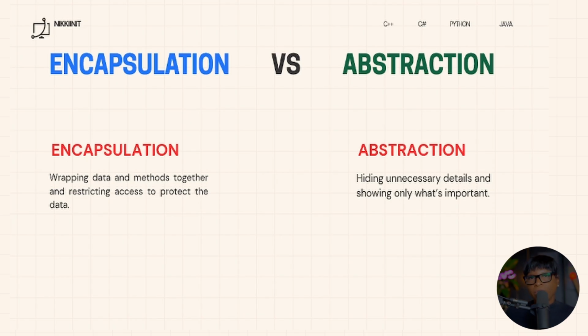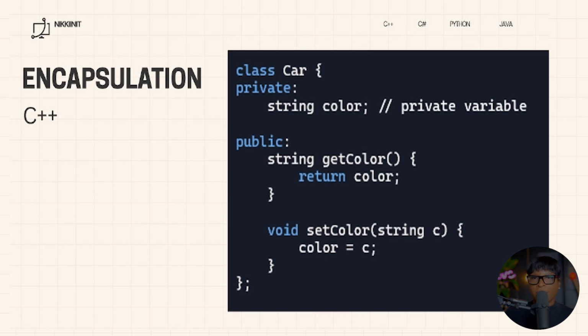So abstraction is more for real world example than encapsulation. Encapsulation is more for your data or properties or variables, right? If you have to code such a thing, this is how you will code it in C++.